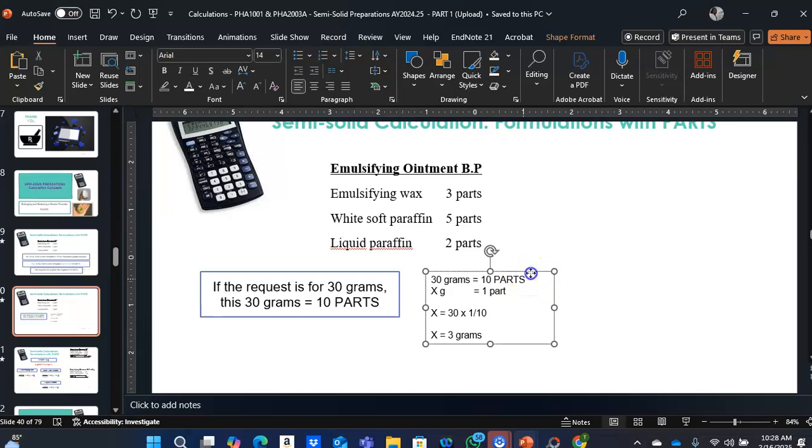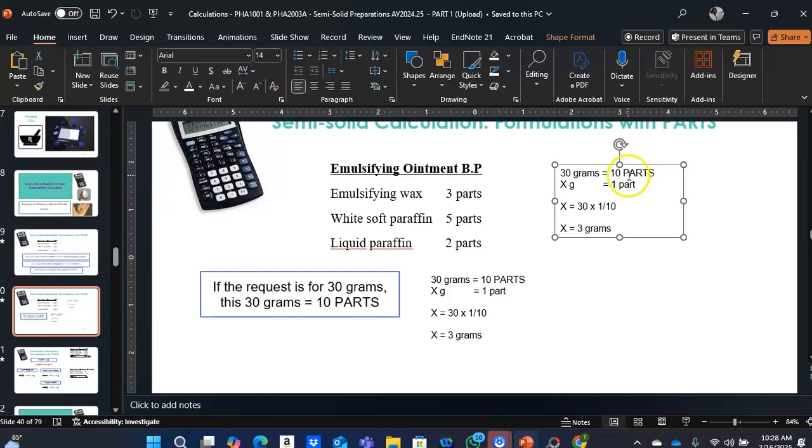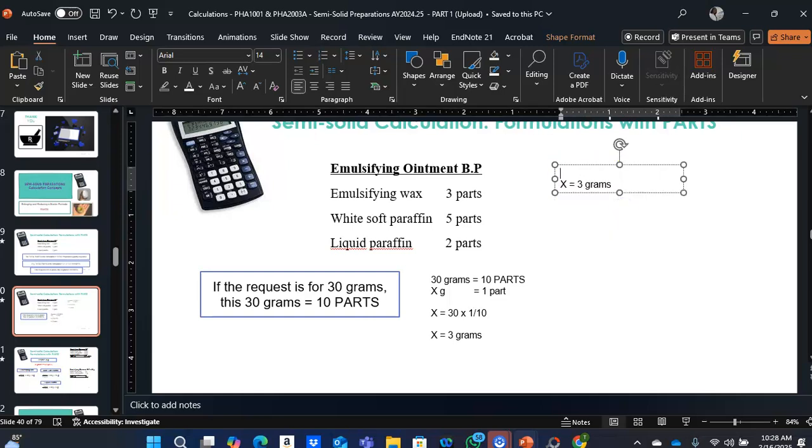So all you have to do is just multiply. 1 part is equal to 3 grams. And so for the emulsifying wax, which would be 3 parts, would be equal to X grams. X would be equal to 9 grams. Wasn't that our answer? Yeah, that was our answer for the emulsifying wax. Emulsifying wax would be 9 grams.